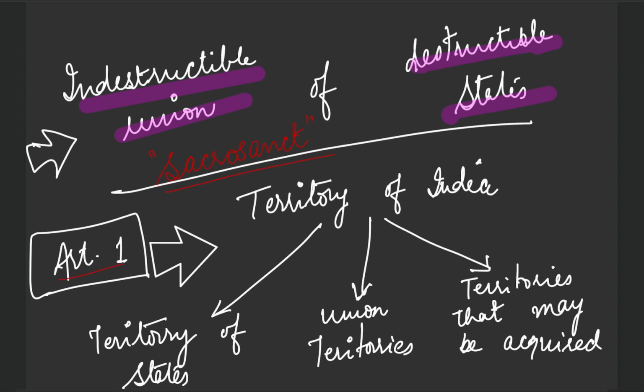Article 1 mentions the territory of India, which consists of the territory of the states, the union territories, and the territories that may be acquired in the future. You have to understand, when we talk about the territory of India, firstly, it constitutes the territory of states. Next, the union territories, which are directly administered by the center, and some territories that may be acquired later on. For example, Pondicherry and some other UTs were not a part of India at the time of independence or the writing of the Constitution but were later included. So the provisions of the Constitution also apply to those constituent parts.